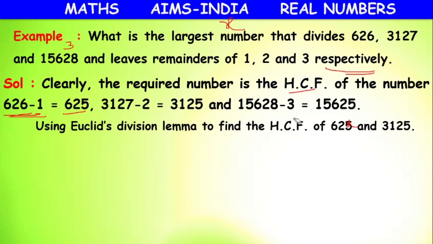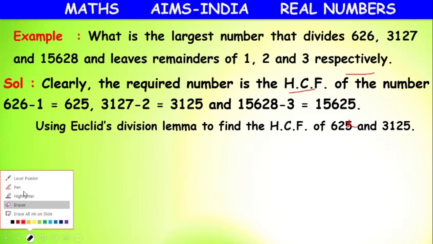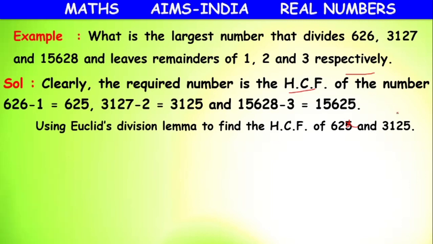How? By using Euclid division lemma, or if 0 does not come, by using Euclid division algorithm. So let's apply Euclid division lemma for the smaller two numbers. 625 is the smallest, 3125 is the next bigger one. Let's take two numbers.